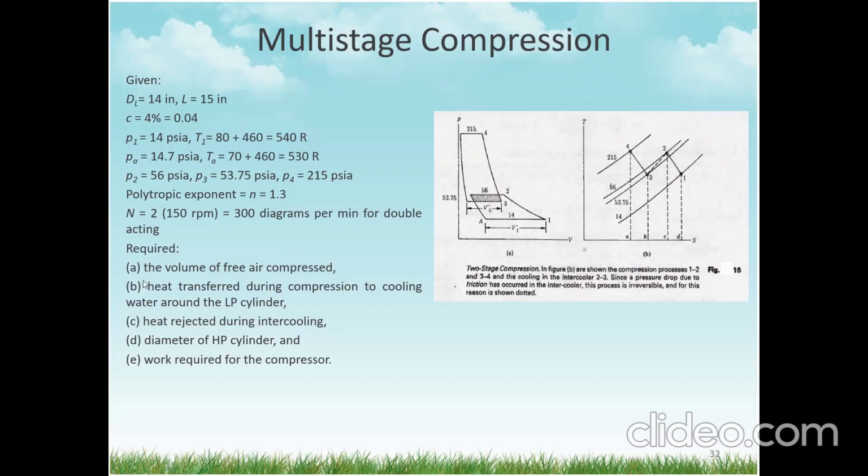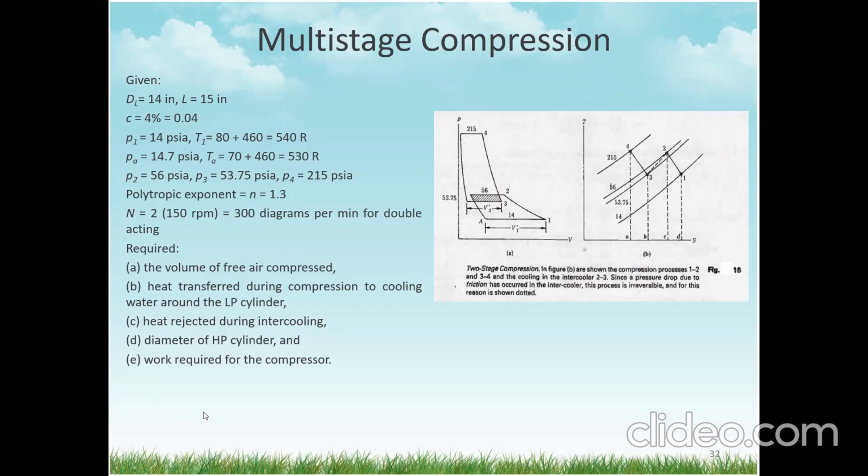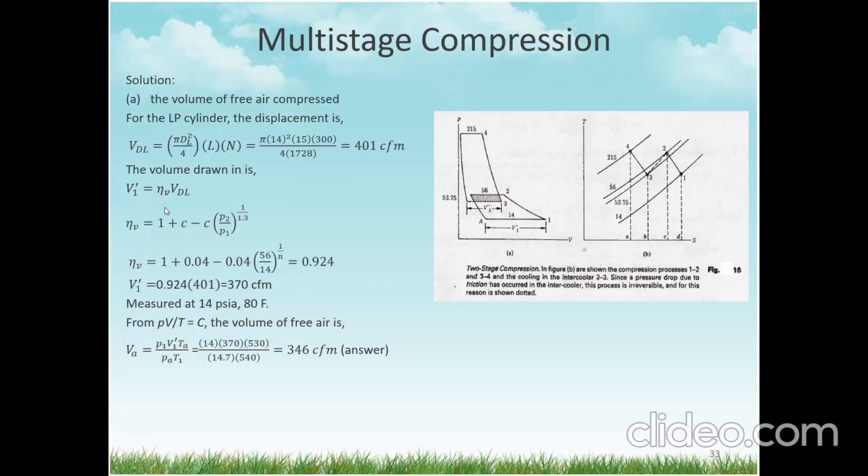So required: A, the volume of free air compressed; B, heat transfer during compression to the cooling water around the LP cylinder; C, heat rejected during intercooling; D, diameter of the high pressure HP cylinder; and E, work required for the compressor, the total. So, solution, letter A, the volume of free air compressed, this is the first required.